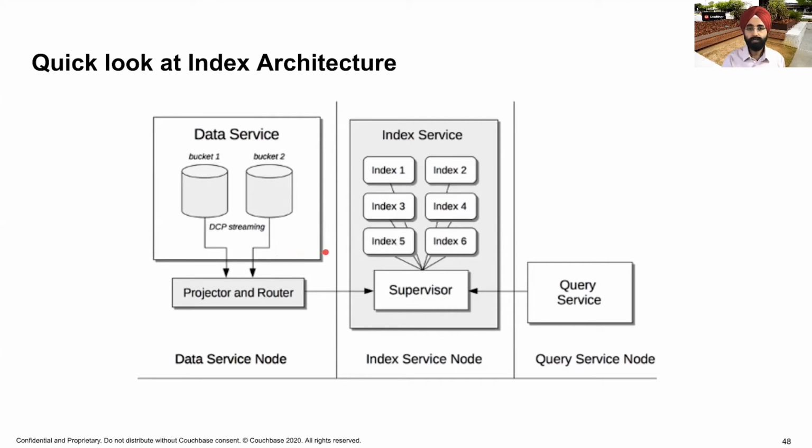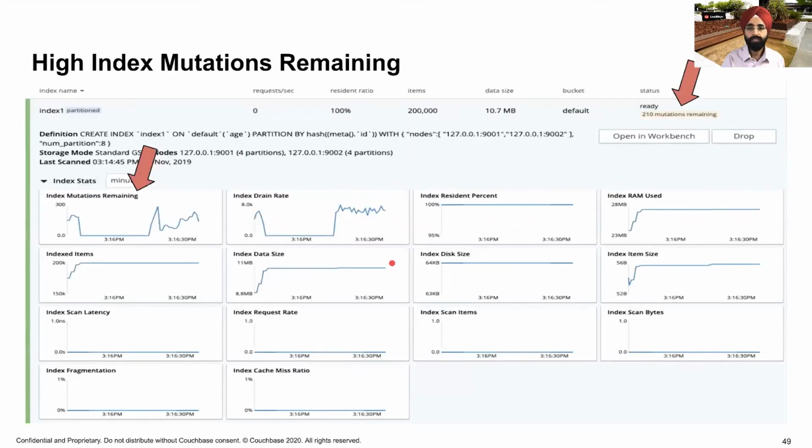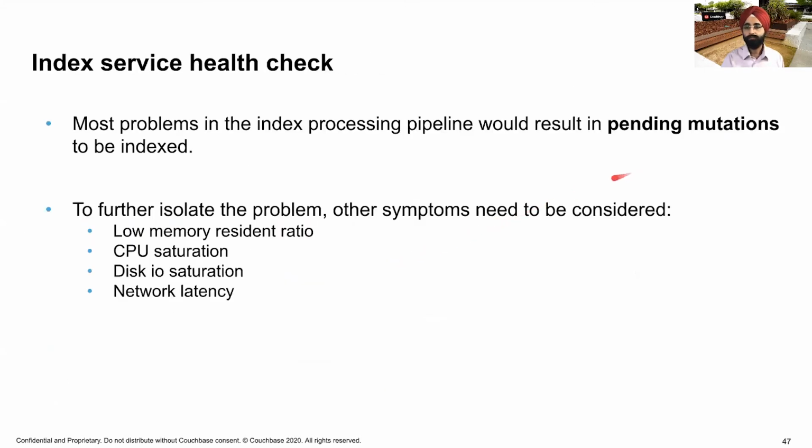And pending mutations means that there is a problem in this pipeline from where mutations are streaming from data service to the index service, or the mutations are coming into the index service, but index service is not able to either process those or keep up. Any of these problems in the whole pipeline, right from mutations starting from the data service to getting indexed in the storage, would result in these mutations being pending to be indexed.